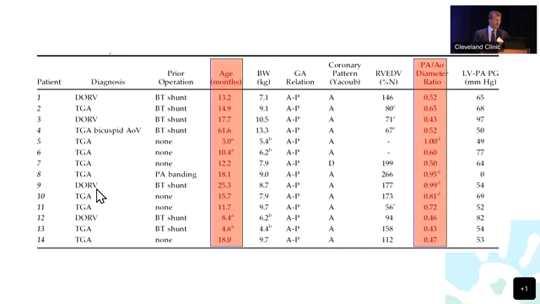And I want to point out that this is their entire series. If you look at their ages, the majority of them are actually beyond the first year of life. And if you look at the PA aortic diameter ratio, it's anywhere between 0.5 to 0.6. So you should not be doing any of these relocations if you have a very small pulmonary valve, because it's not worth it. You've got to have a higher relation between the aortic valve and the pulmonary valve.